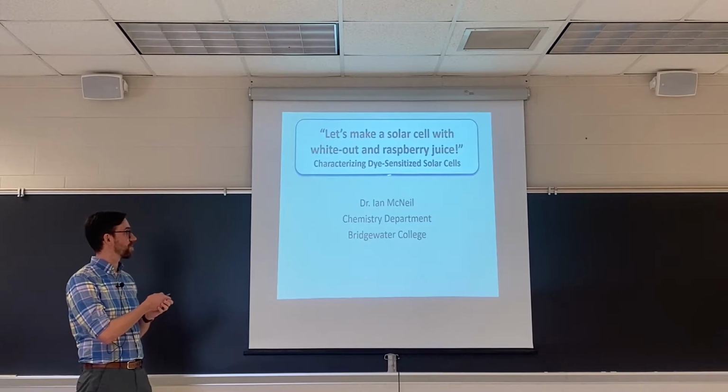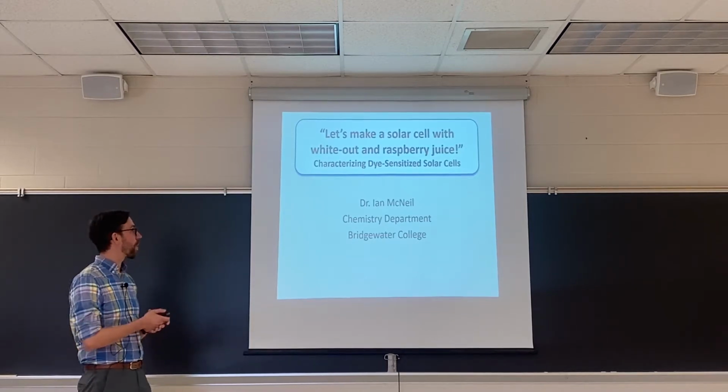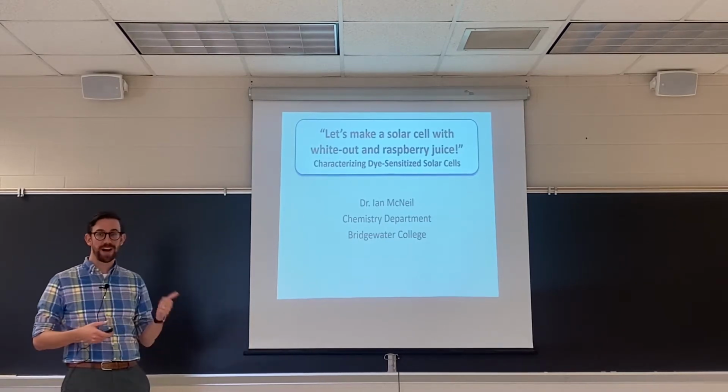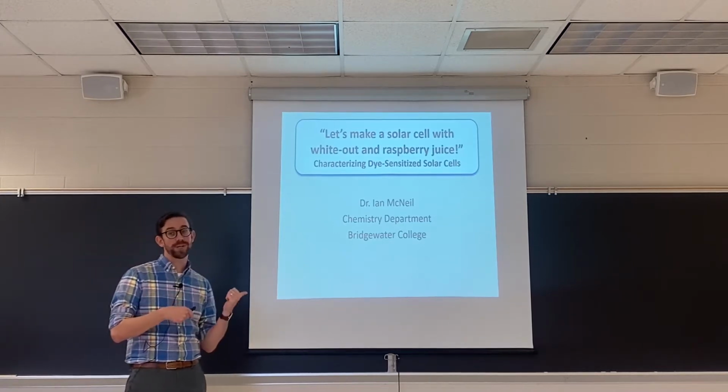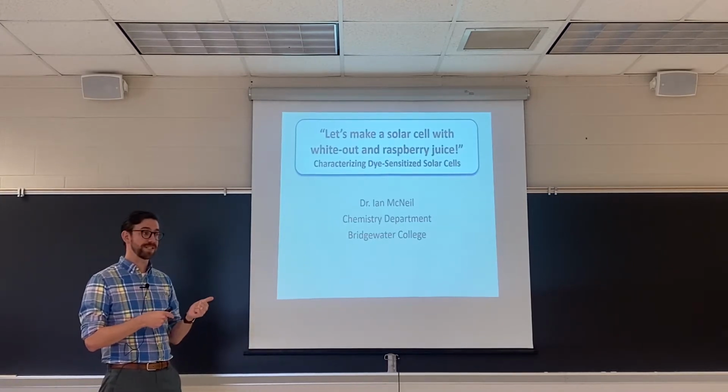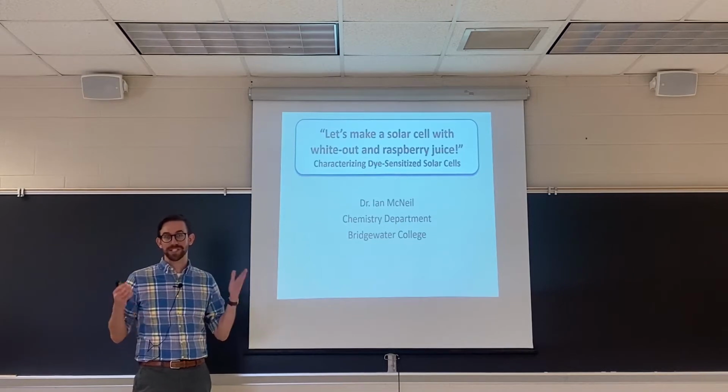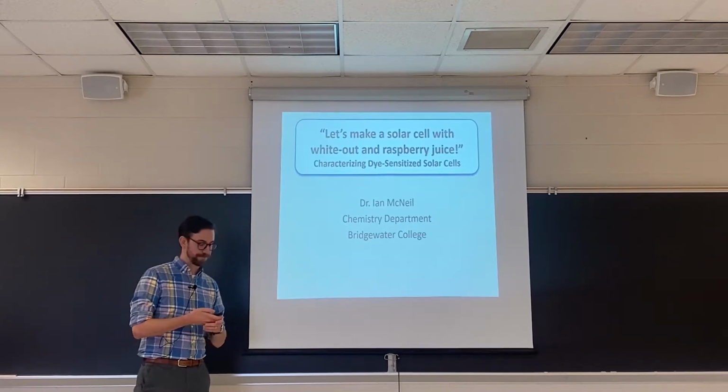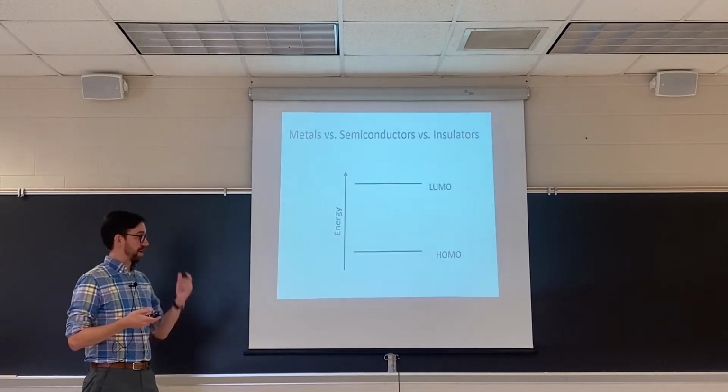Today I'm going to talk about my research on characterizing dye-sensitized solar cells, or in other words, we're going to learn how to make a solar cell out of whiteout and raspberry juice. So right now I'm going to talk a little bit about the theory of how it works, and then we'll actually head into the lab and make a device to see how it works. So first off, the theory.